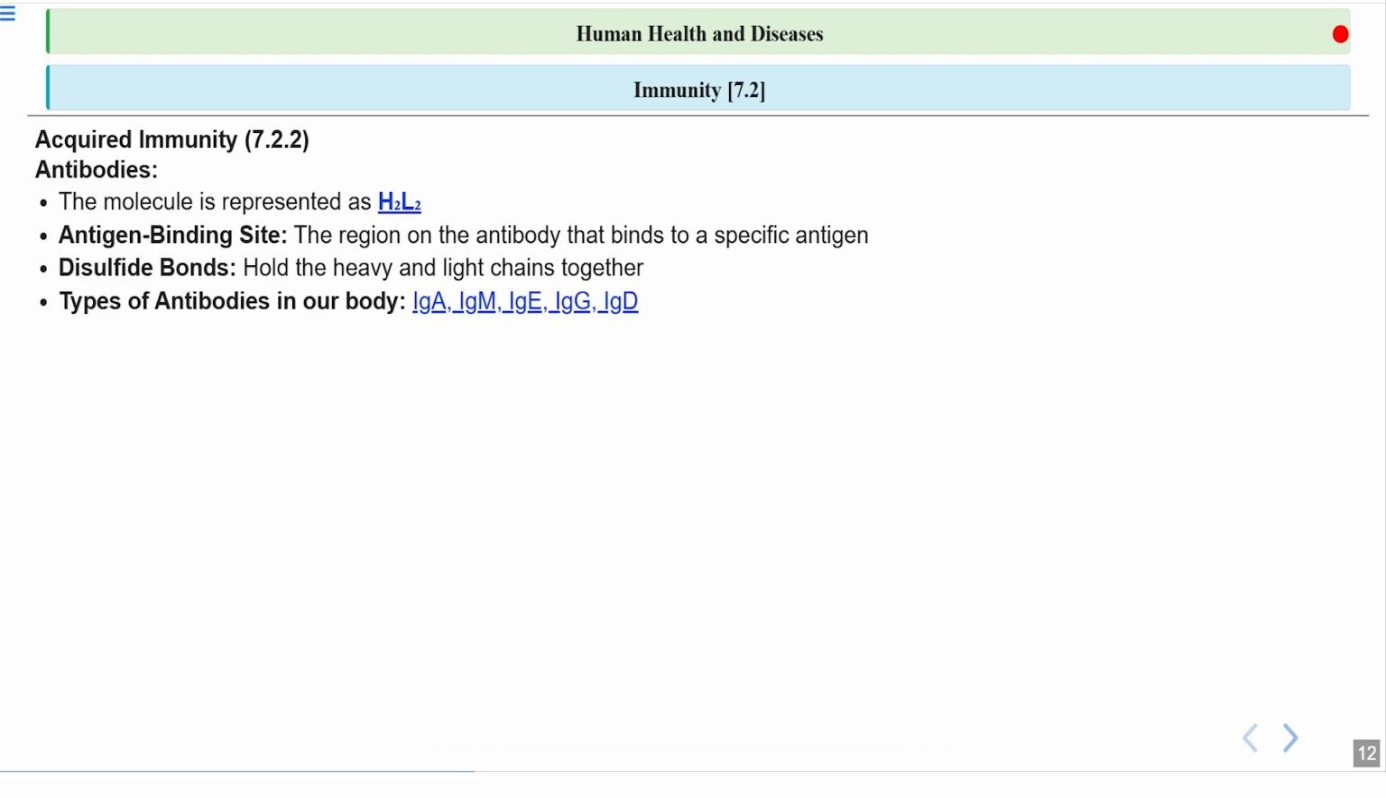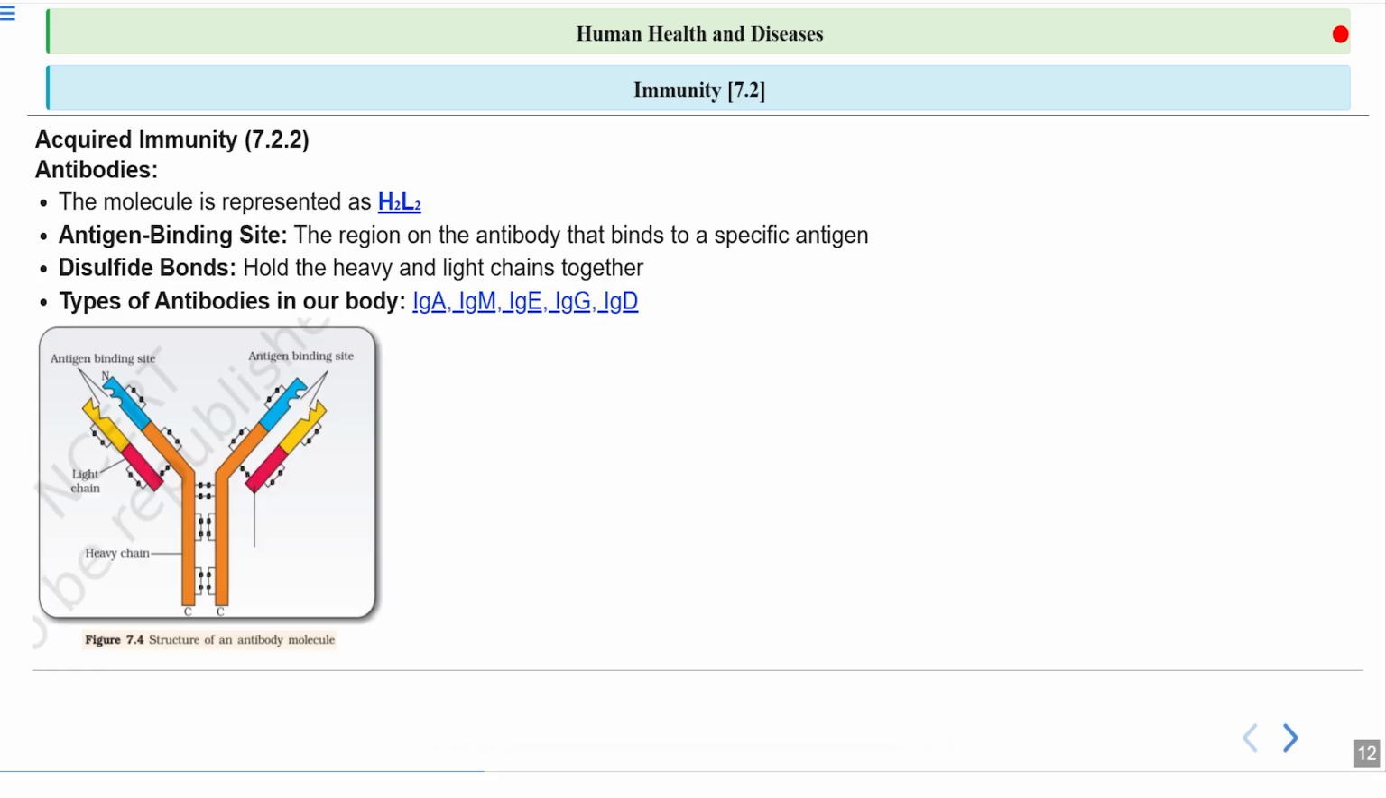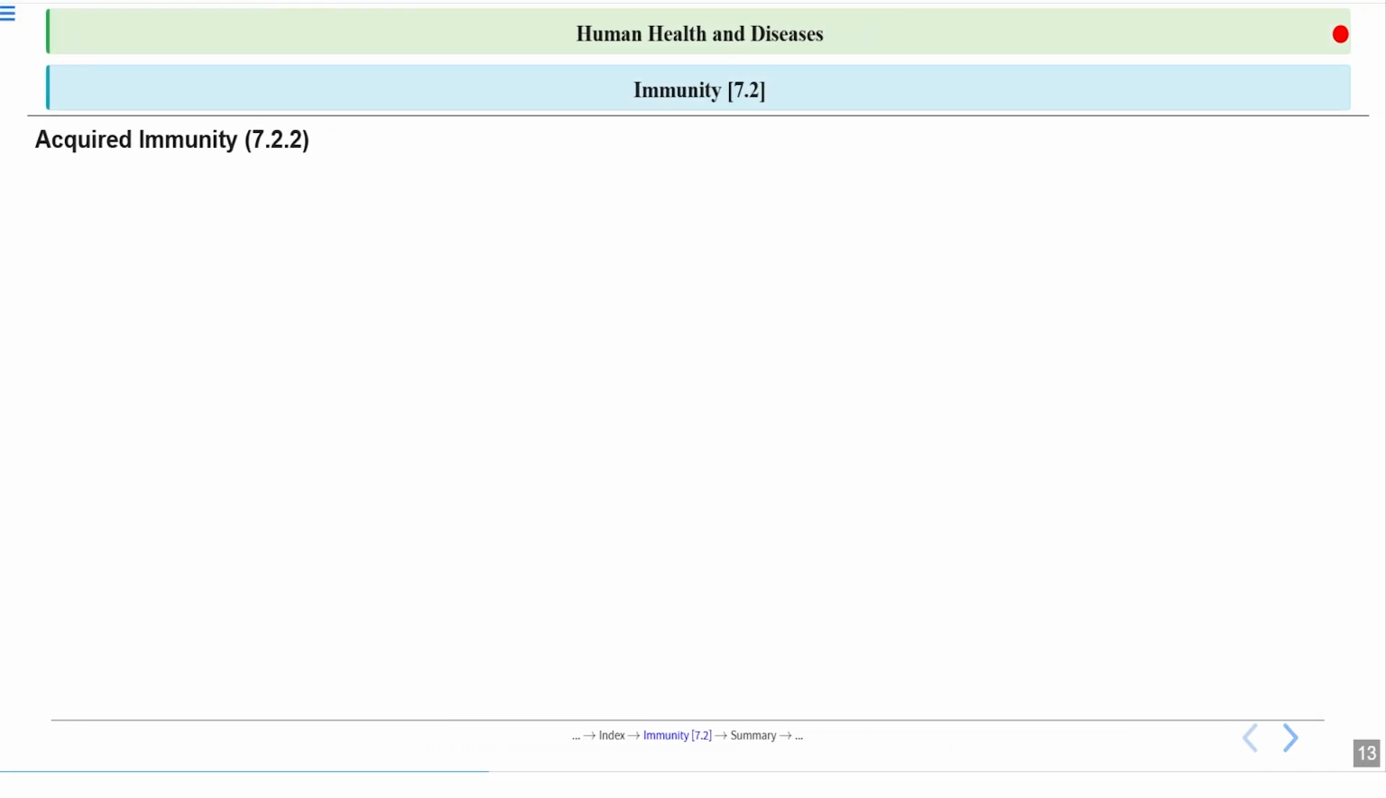Now, the types of antibody present in the body are IgA, IgM, IgE, IgG and IgD. These are also known as immunoglobulins, and each antibody has a distinct role in immunity. Okay, you can see this is the structure of the antibody.